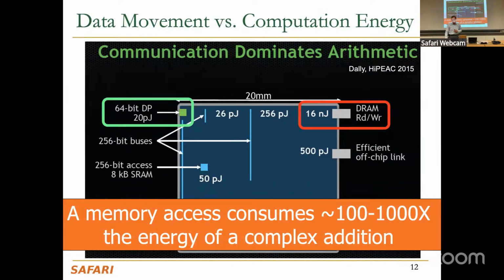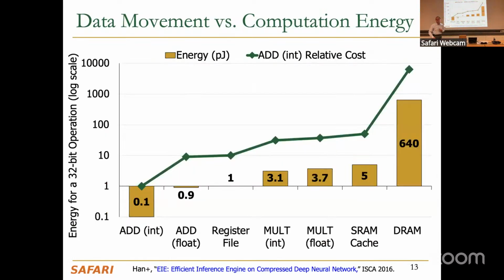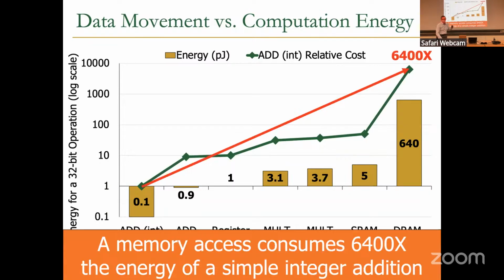So energy is actually much worse. If you make the operation simpler, this is a 32-bit integer addition, not a 64-bit double precision floating point addition, the disparity compared to a DRAM access increases, at least with these numbers, to 6400x. So the numbers go crazy, right? And we're not even talking about storage, right?